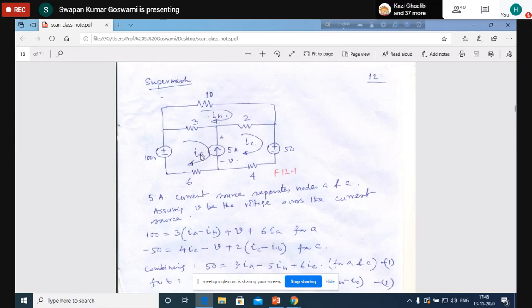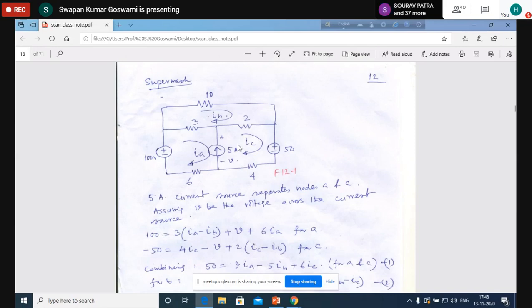Why am I writing plus? Because in the direction of current I am assuming writing the voltage to be positive. In the direction of current, what happens? There is a drop in potential. So drop in potential I am giving a positive sign. So that's why 3 IA minus IB is considered to be positive, plus from positive to negative terminal of this voltage, that's why plus, then 6 IA, equal to 100 volt. This is for loop A.